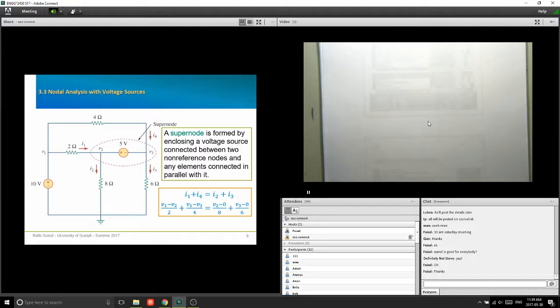I4 is (V1 minus V3) over 4. I2 is (V2 minus 0) over 8. And I3 is (V3 minus 0) over 6. So now I have an equation that I was able to write around my supernode. Okay. What other equations can I write? Look, you need 3 equations here because you have 3 unknowns, right? V1, V2, and V3. So this is one equation.